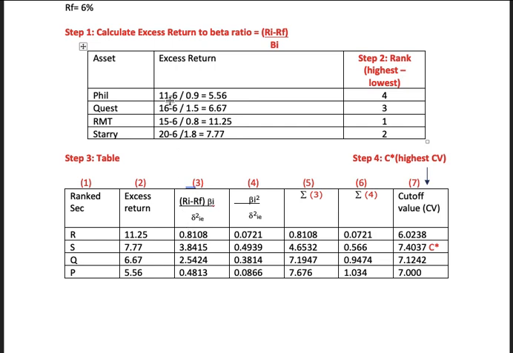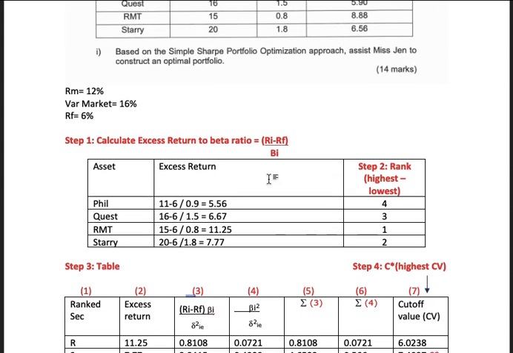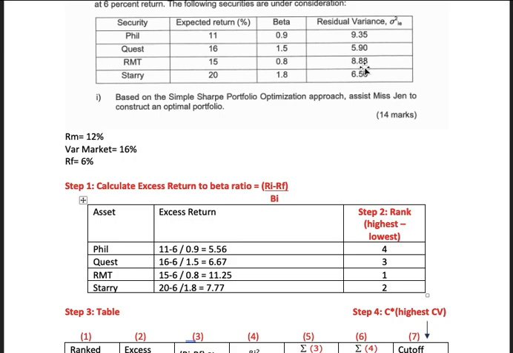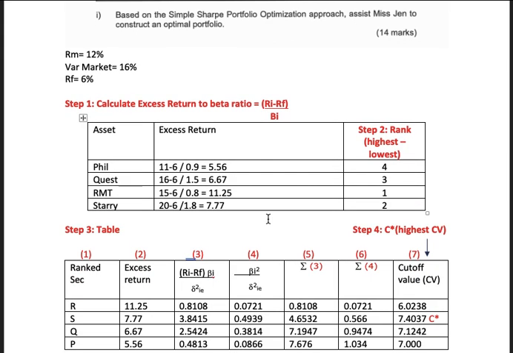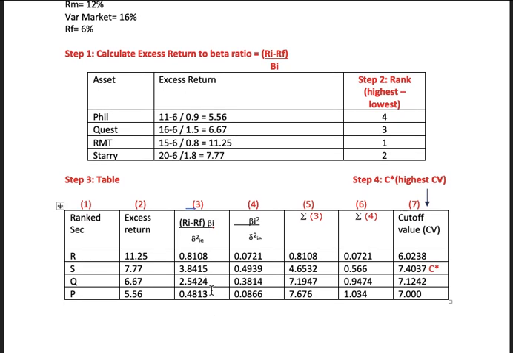Ri, contohnya untuk R tadi, Ri is 15 minus 6 Rf. Beta, you times with 0.8, beta dia. And then divide by the residual variance. So residual variance, just refer to the table. Divide by 8.88, and then you should get this answer 0.8108. Then followed by S, Q, and P. Just work out the calculation based on this formula.